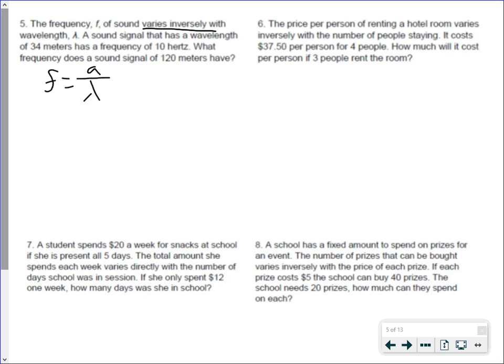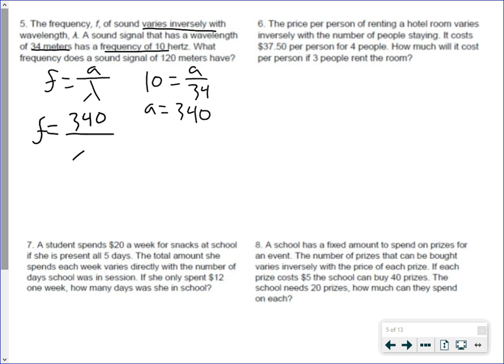So we know the sound signal has a wavelength of 34 meters, has a frequency of 10. So you can plug that in. 10 equals a all over 34, or that a equals 340. So we take that a and put it back into our original equation. So we know our general equation will be f equals 340 all over the upside down y.